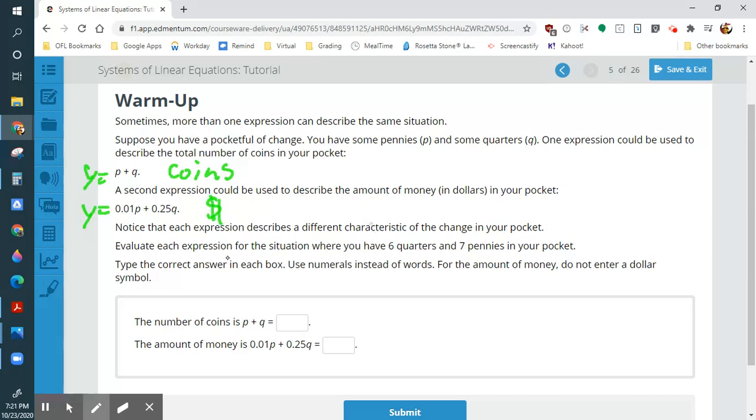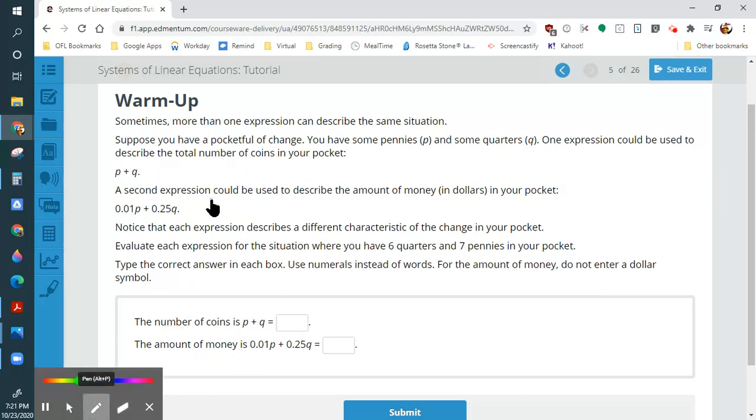They both have to do with the coins in your pocket, but one of them has to do with just counting the coins, how many pennies you have and how many quarters you have. That's why we have pennies and quarters. The other one represents how much that money is worth. So think of this as saying your C of x, the amount of coins, based on this, I guess it would be P of Q. That's what this is representing.